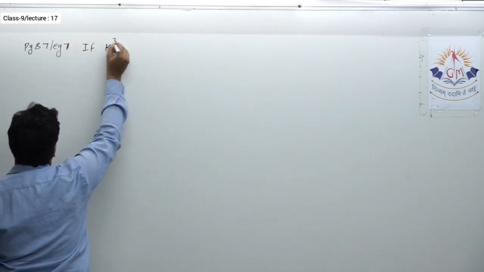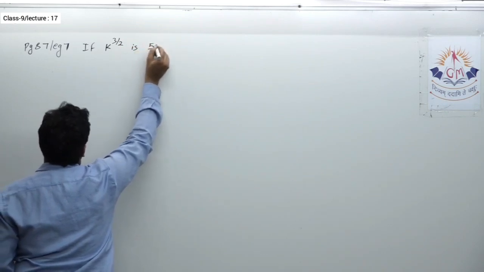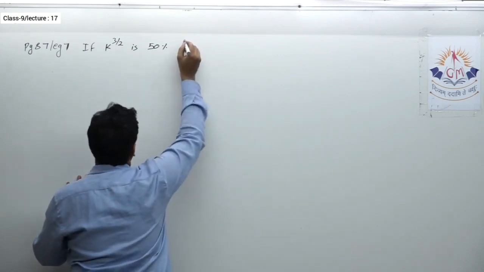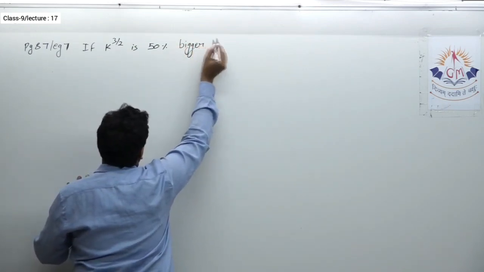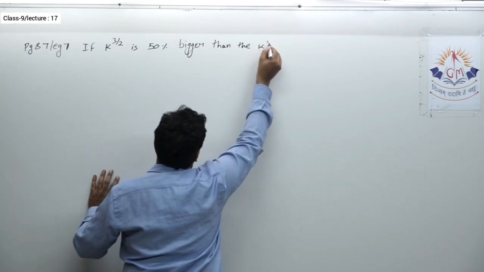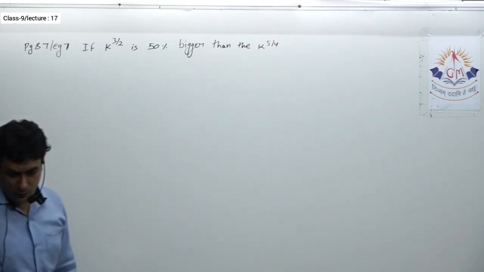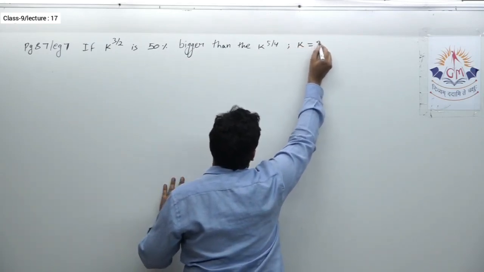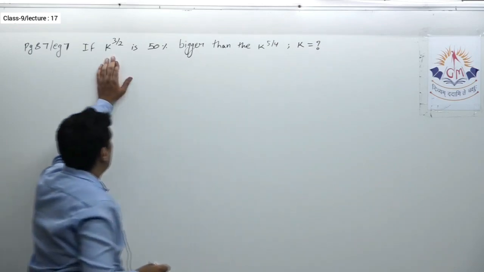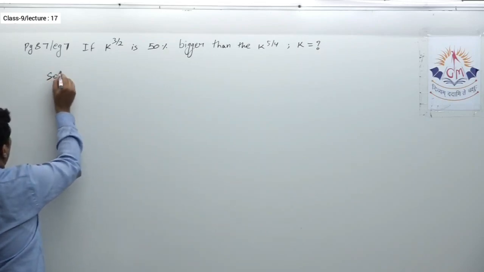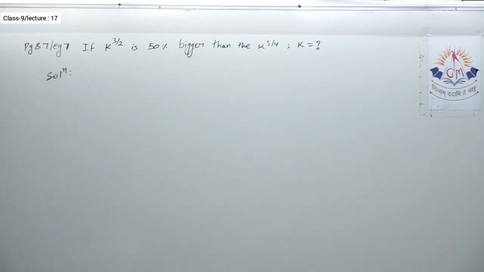If k raised to 3 by 2 is 50% bigger, or more, or greater, or exceeds k raised to 5 by 4, find the value of k. Okay, k raised to 3 by 2 is 50% bigger than k raised to 5 by 4, so you have to find the value of k. Okay, so try for a while, then I will give you its solution.